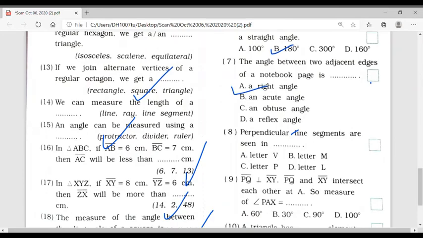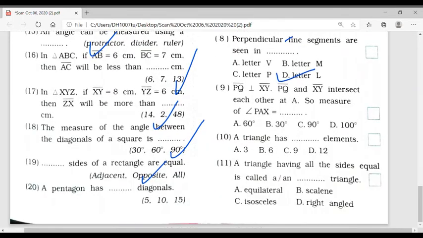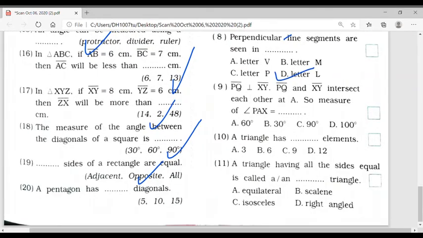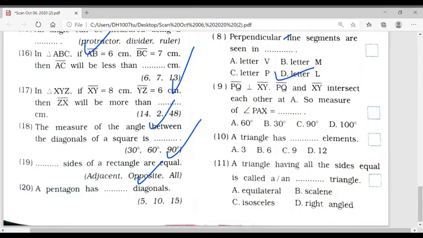Now question number 8, perpendicular line segments are seen in dash. In which letters? All of you know D. Option letter L. Now question number 9. If line segment PQ is perpendicular to line segment XY, then PQ and XY intersect each other at A, so the measure of angle PAX, a perpendicular angle, always has the angle of 90 degrees. So C option will be the correct answer for the ninth question.